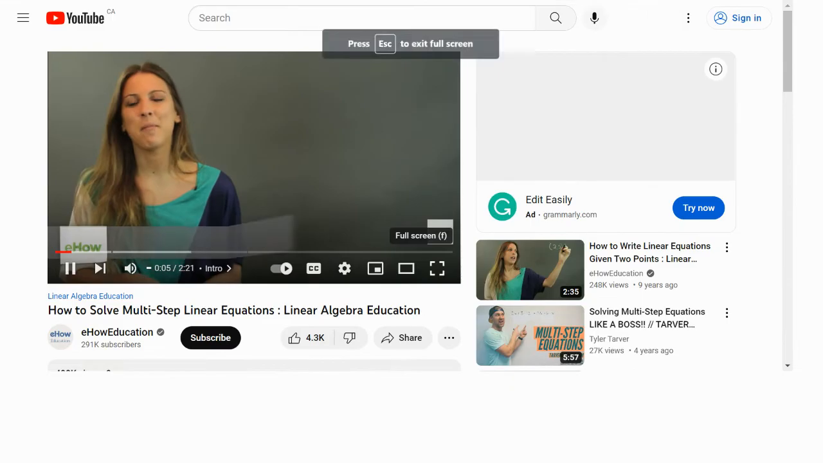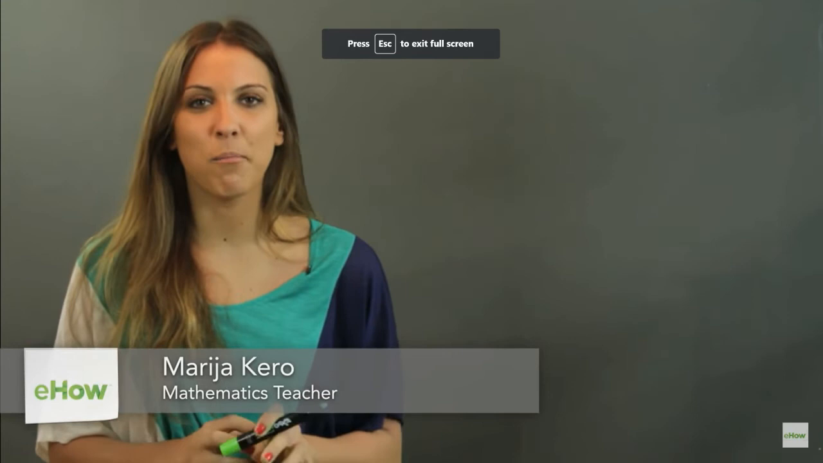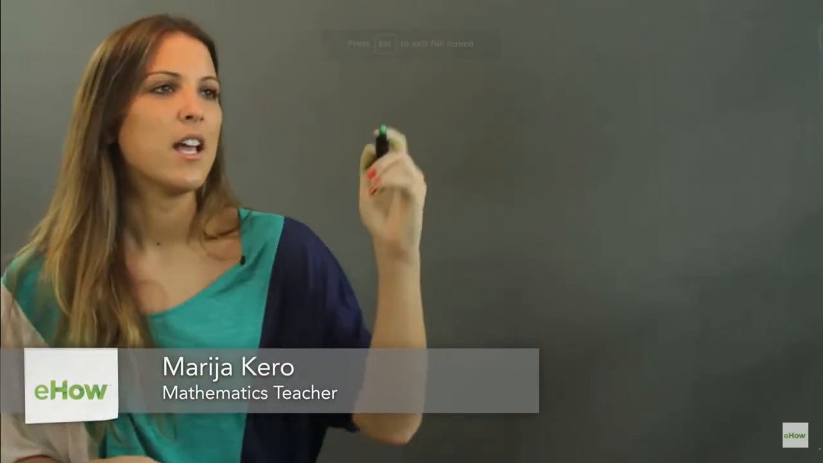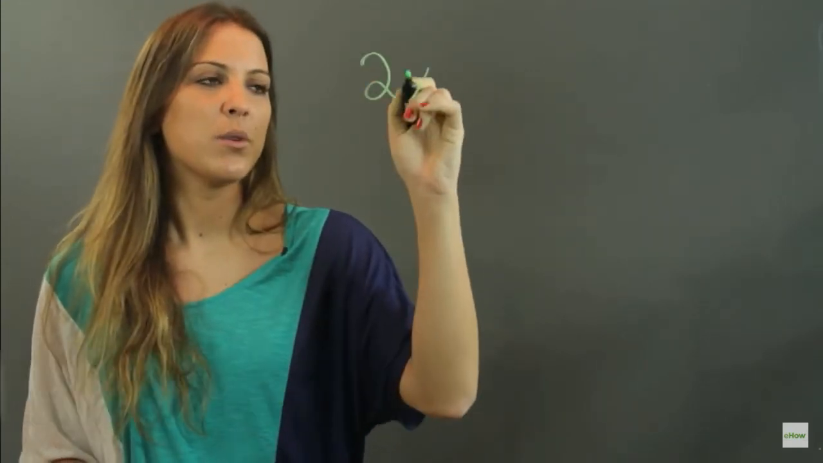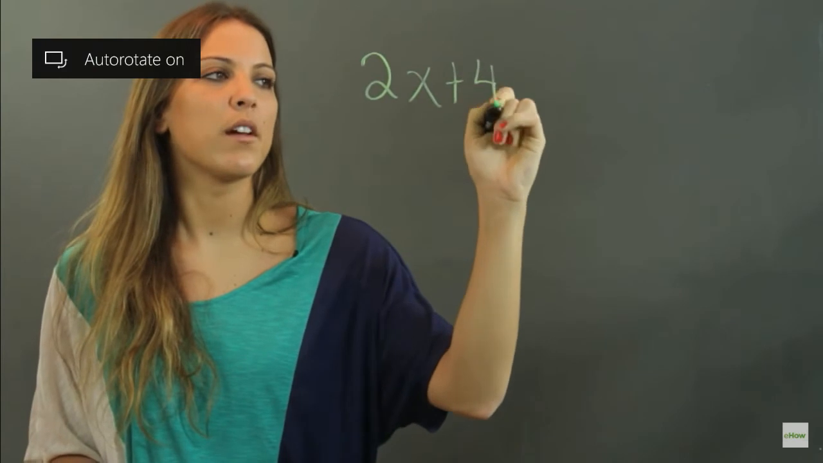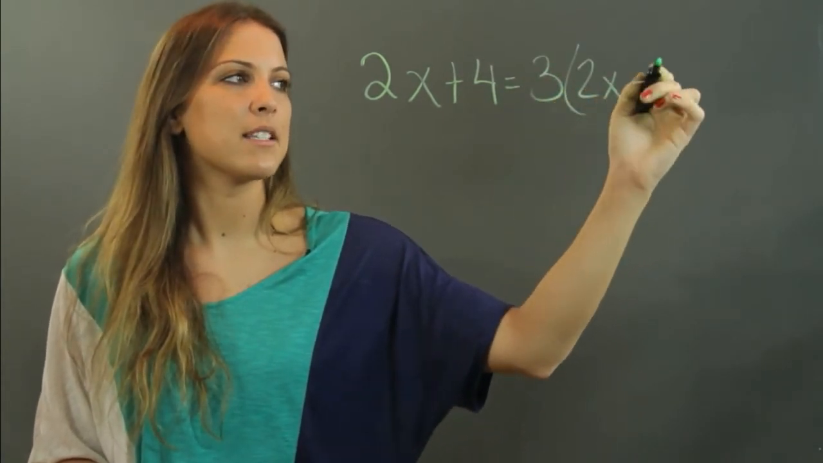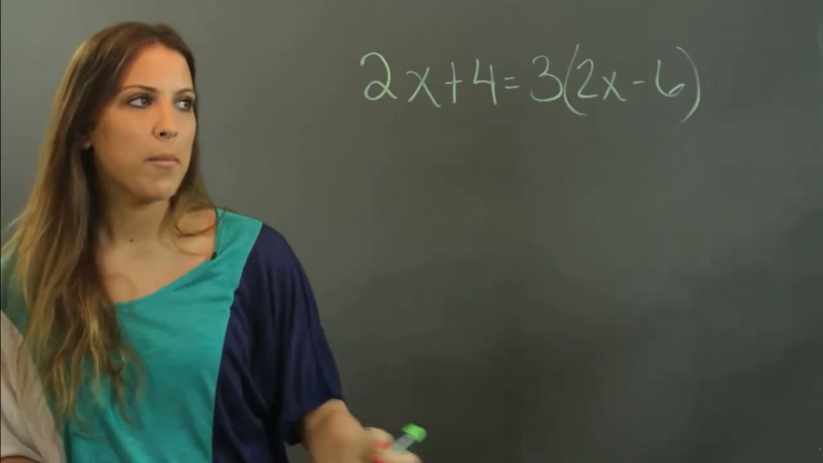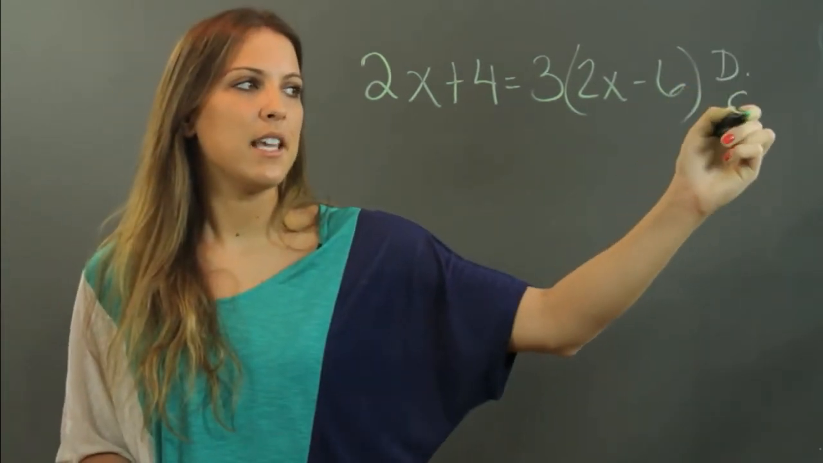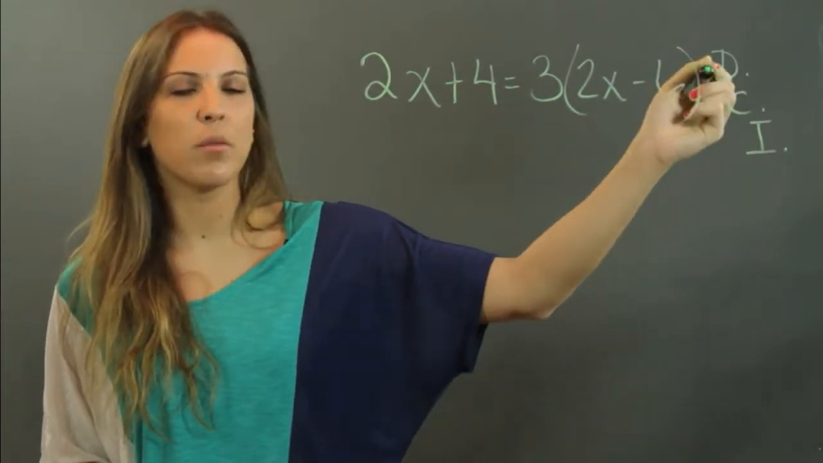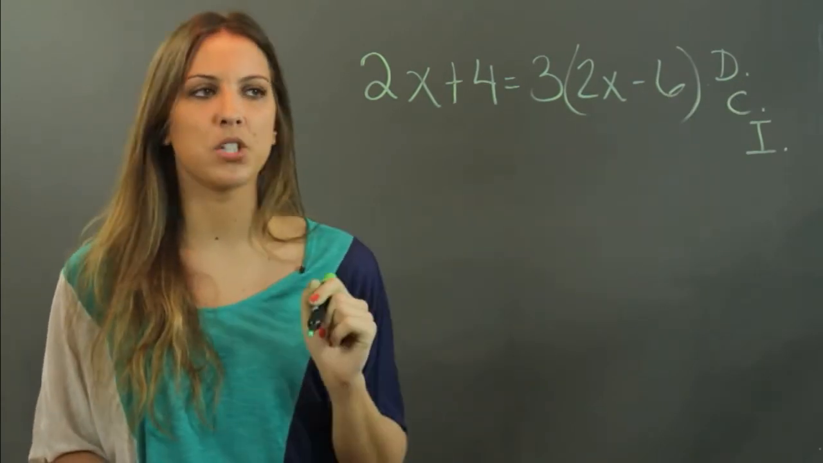Hi, my name is Maria. I'm a mathematician, and today I'm going to show you how to solve multi-step linear equations. If I have the equation 2x + 4 = 3(2x - 6), what I want to remember is three letters: D, C, I. It stands for distribute, combine, and then use inverse operations.